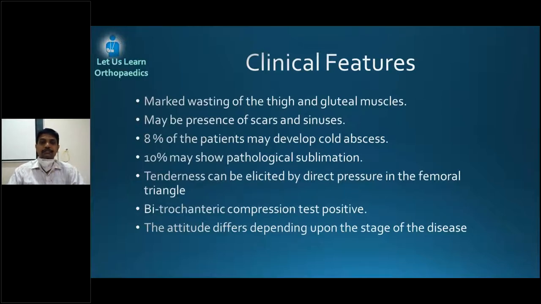I have already discussed the femoral triangle, the sites of the cold abscess. You should check the inguinal region, the femoral triangle, Scarpa's triangle, the greater trochanteric region, the medial side of the thigh, and the gluteal region. All those you have to feel for any swelling, and these swellings are usually collections of pockets of pus, or cold abscess of tuberculosis.